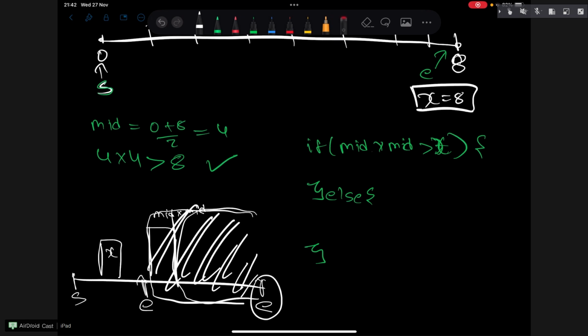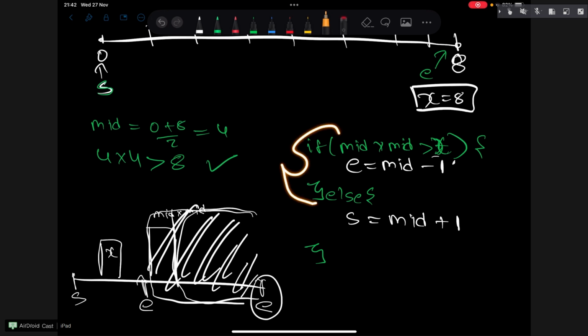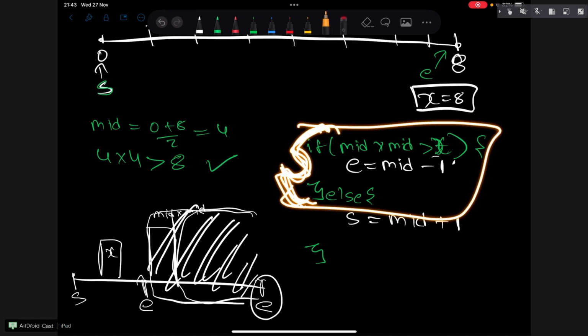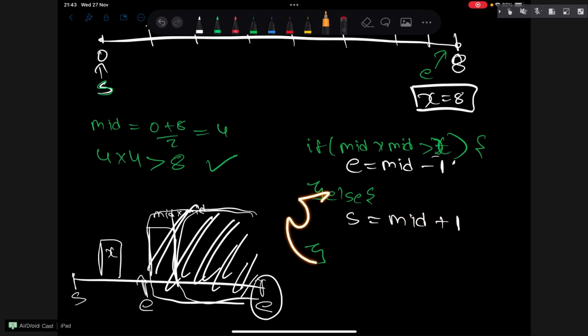So if mid times mid is greater than x, we have to say e is equal to mid minus 1. Or, if you know binary search the other way around, that is s is equal to mid plus 1. If mid times mid is greater than x, then this right here can never represent our answer, whatever you do. But this can be our potential answer.